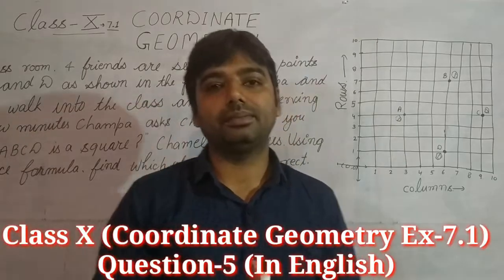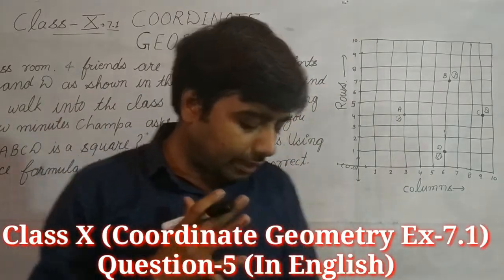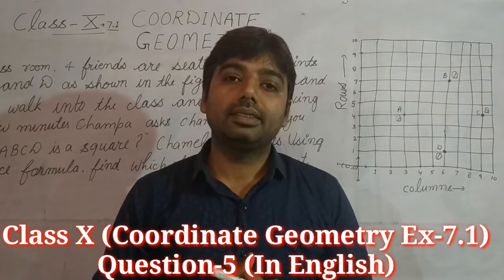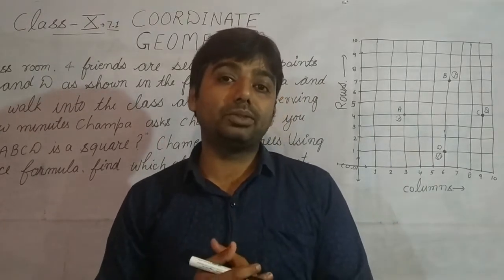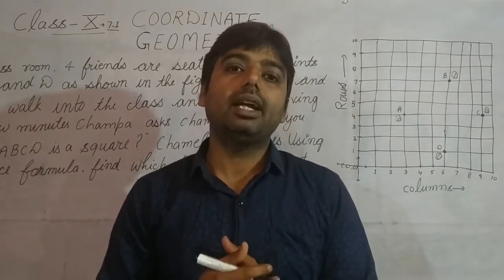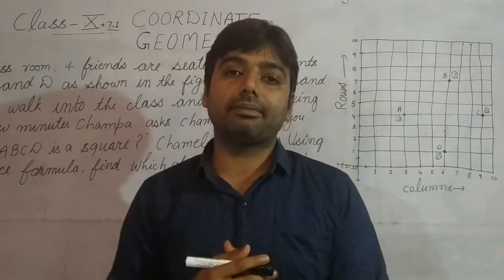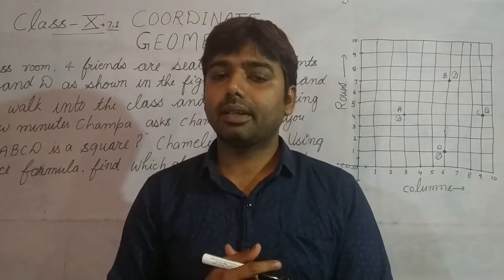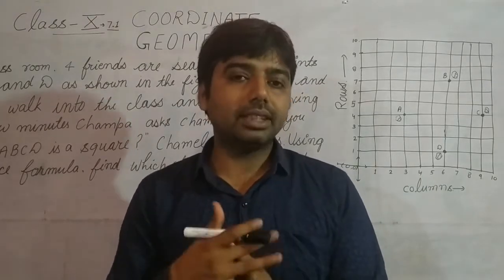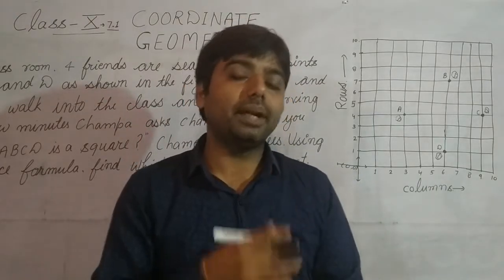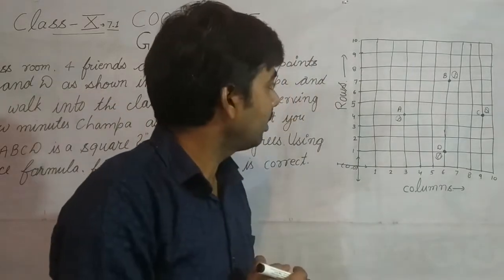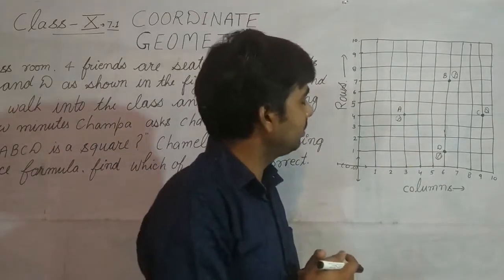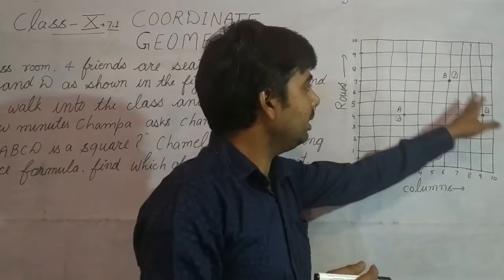I am Haryo. After walking into the class, Champa and Chameli observe their four friends sitting at A, B, C, D. Champa asks Chameli, "Don't you think these four friends sitting are making a square? Look at this figure. A, B, C, D."